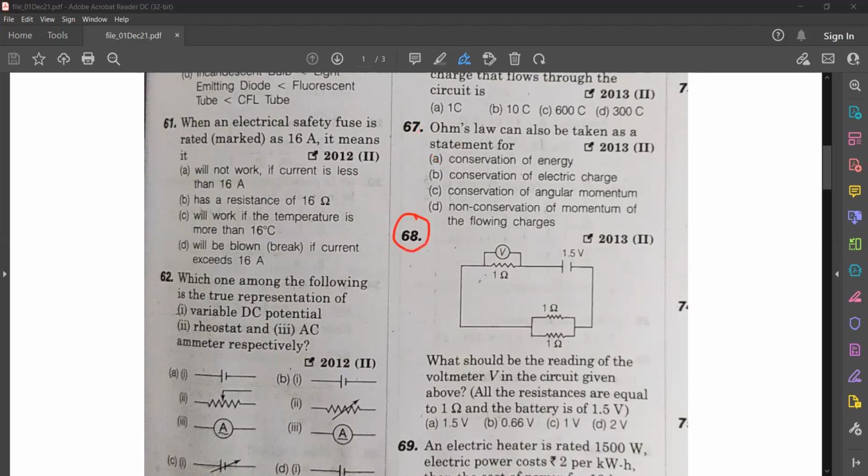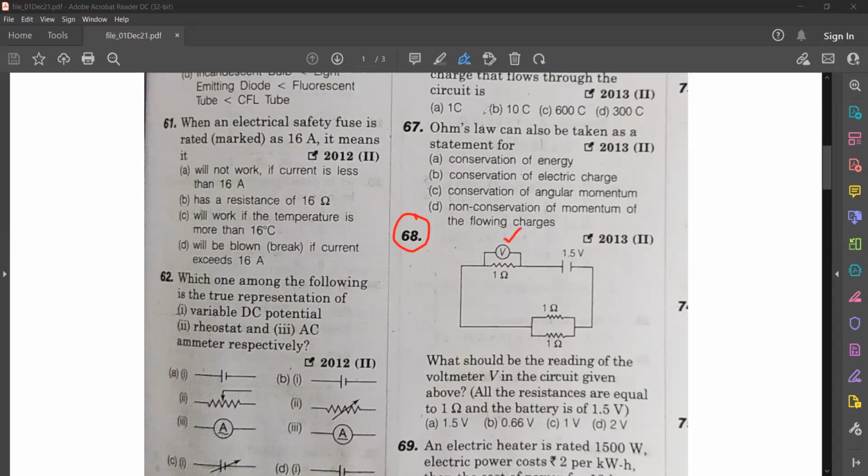Question number 68. You are given a circuit. What should be the reading of the voltmeter V in the circuit given above? All resistances are equal to 1 ohm and the battery is of 1.5 volt. You have to find what is the reading in this voltmeter.